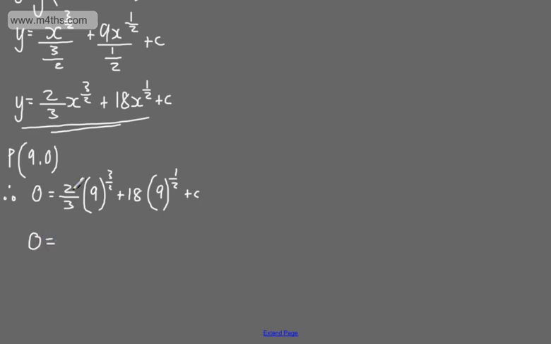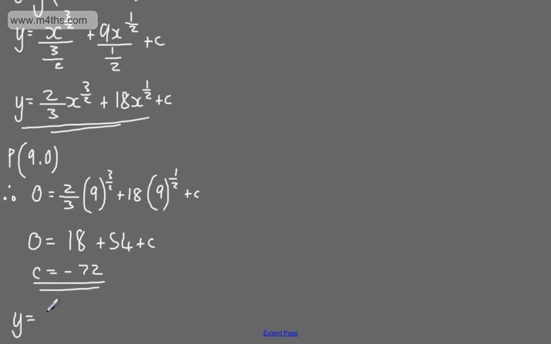0 is going to be equal to 2/3 of 9 to the power of 3 over 2. We square root it, which gives us 3. We cube it, which gives us 27. 2/3 of 27 is going to give me now 18. Take the square root of 9, which is 3, multiply it by 18. That's going to give me 54 plus our c. So from here we can see c is minus 72, and I simply need to sub that in.